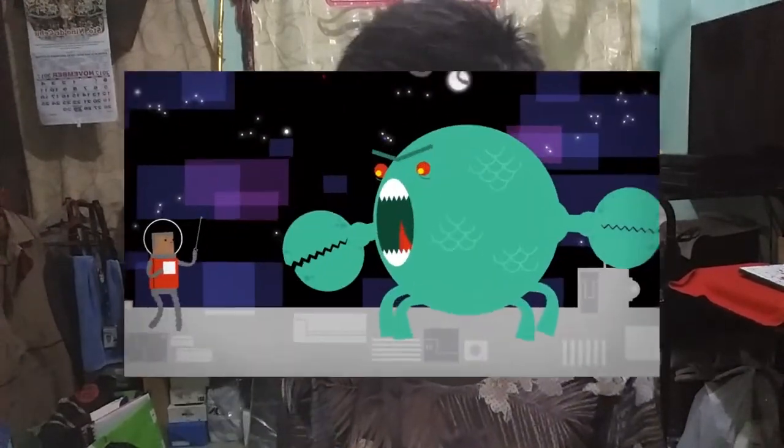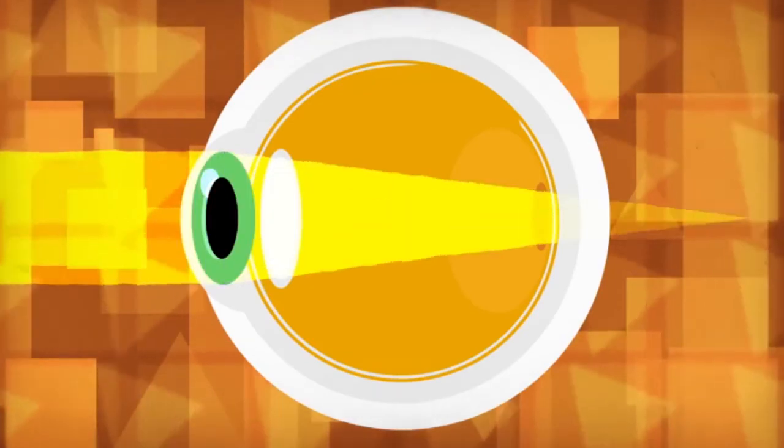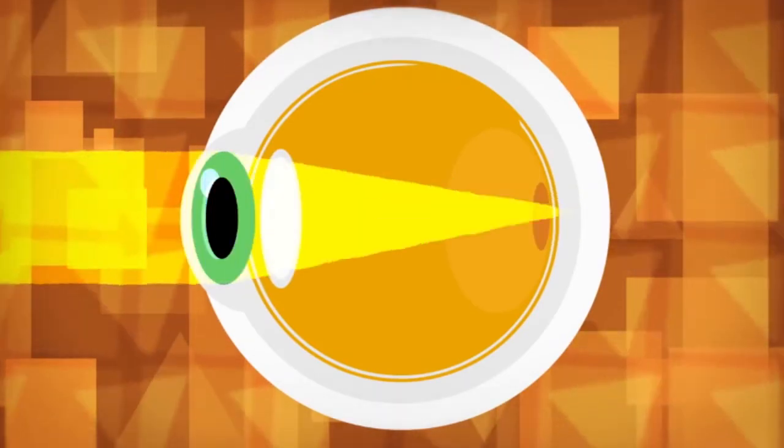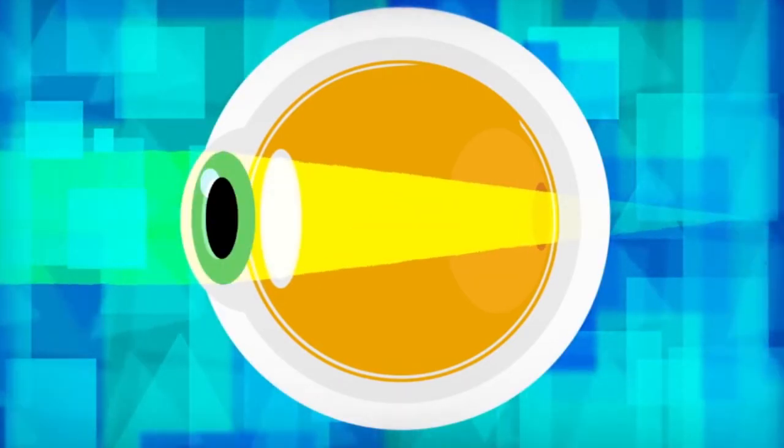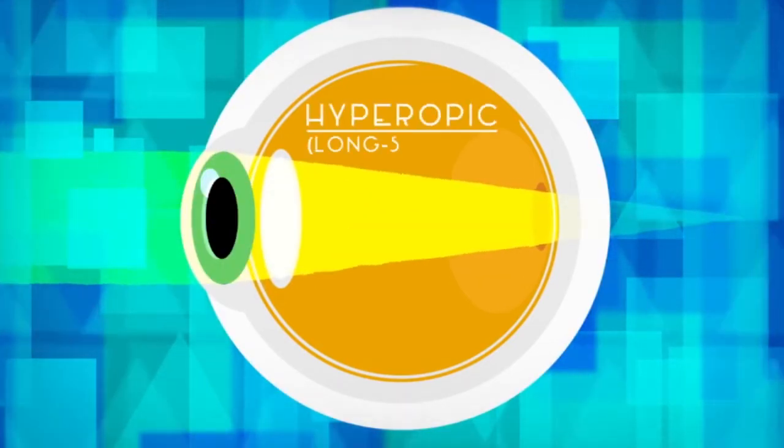How about hyperopia? Hyperopia goes the opposite. The person can see things that are far rather than things that are near. Why is it? This is because the light rays from the object in front of the eye focus the incoming light at a point behind the retina.